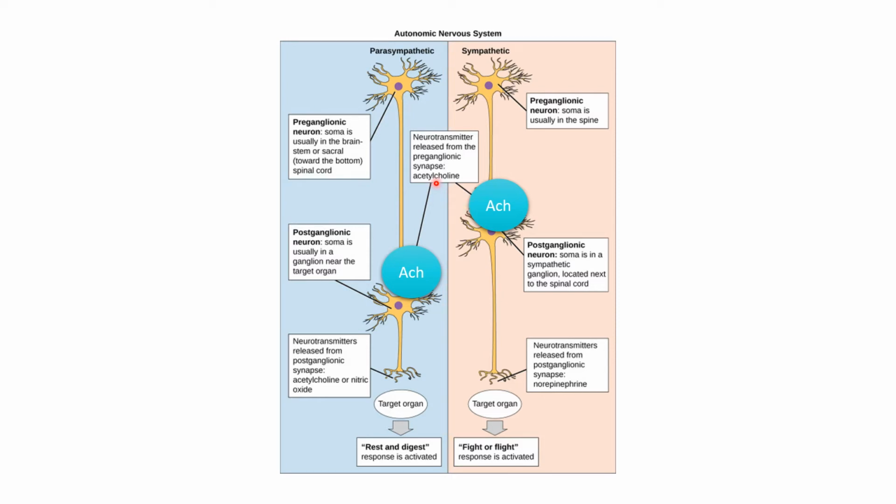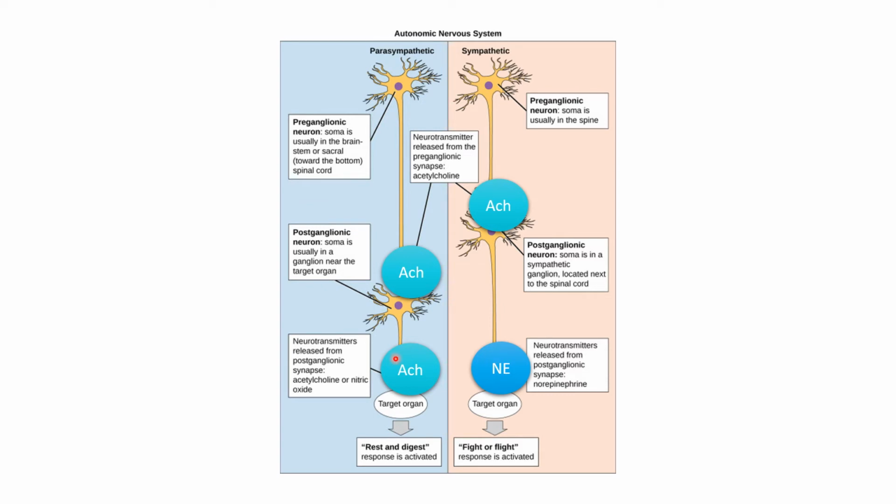And then another difference is the neurotransmitter released. So for both of them, the parasympathetic and the sympathetic nervous system, the neurotransmitter released between the preganglionic and postganglionic neurons is acetylcholine. But then in the parasympathetic nervous system, the neurotransmitter released between the postganglionic neuron and the target organ is acetylcholine. And in the sympathetic nervous system, it's norepinephrine.